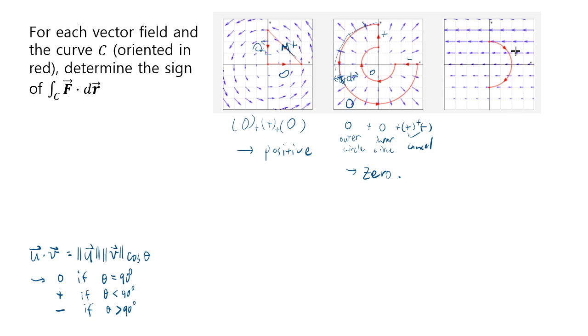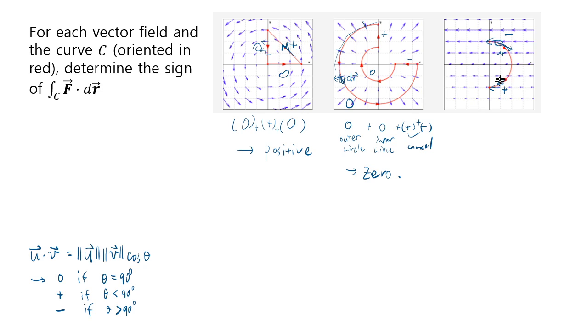Okay, what about this one? Well, for this one, over here, the vector field is going left, whereas the path dr is going right, and their angle is bigger than 90 degrees, definitely. So over on this side, they're going opposite directions, so the line integral will be negative valued, right? Whereas going this way, you see that as you're going this way, the vector field is going left and your path is also going left. So over here, you're going to get positive.